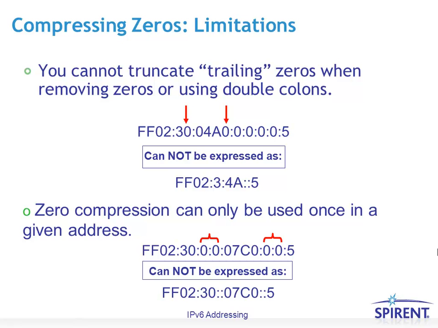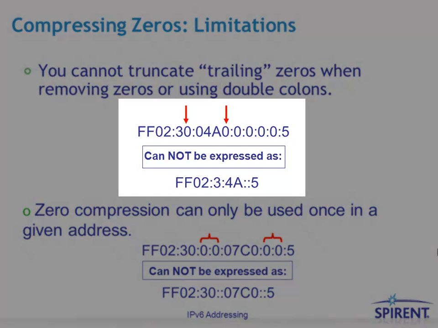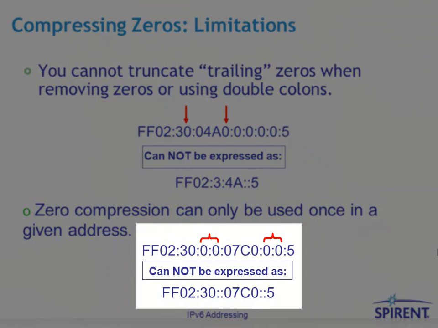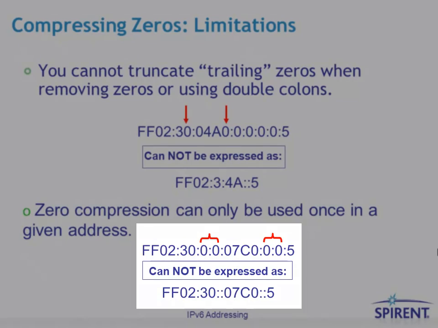It may not be obvious, but there are certain limitations to removing and compressing zeros because it becomes ambiguous as to what they actually started out to be. So trailing zeros within a 16-bit block cannot be removed. Also, the idea of compressing multiple 16-bit blocks of zeros using the double colon can only be performed once, and you'll see why on the next slide.